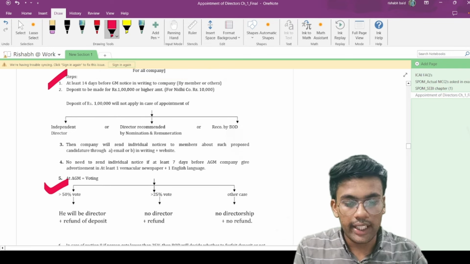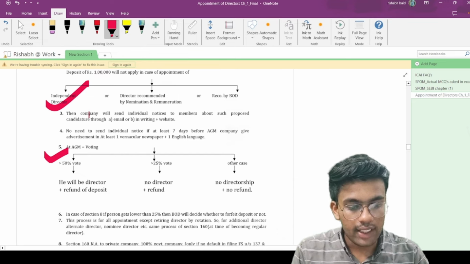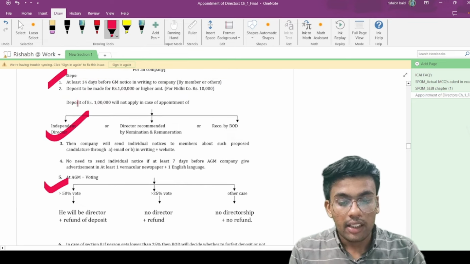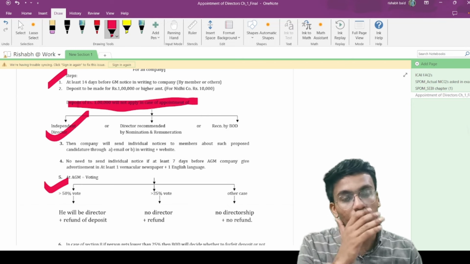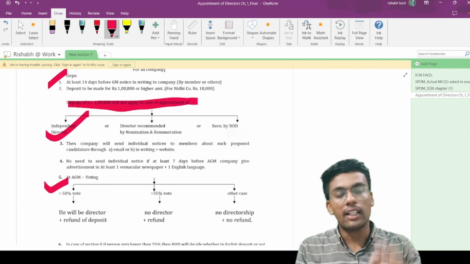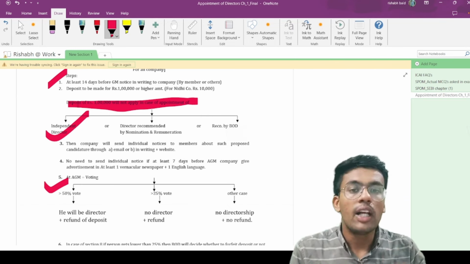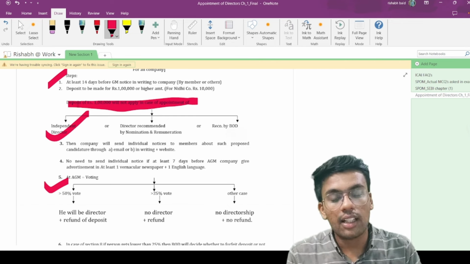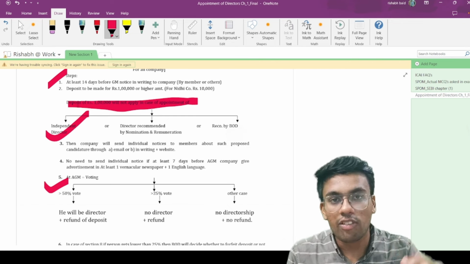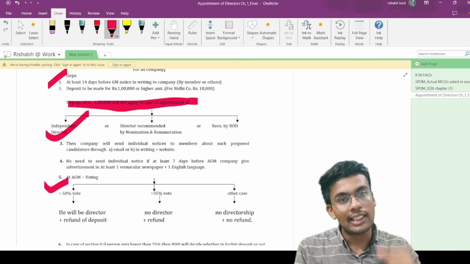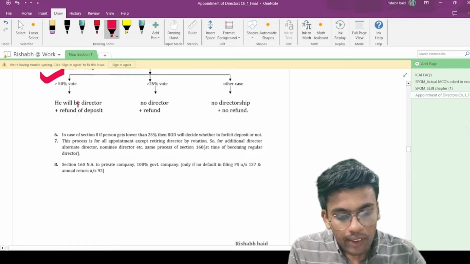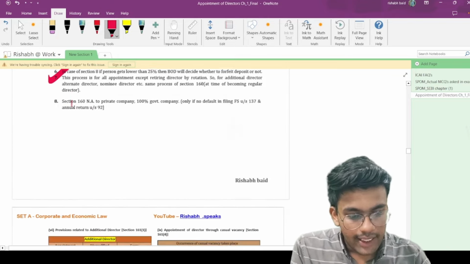This one you read yourself. This one is fine, we have discussed it. Now, the deposit of 1 lakh will not be applicable in case of whom? In case of an independent director, a director who is recommended by the nomination and remuneration committee, and a director who is recommended by the board. In those cases, a person is not required to make the deposit of 1 lakh rupees. So the deposit criterion is not applicable in these cases. Okay, this one is fine, we have discussed it.